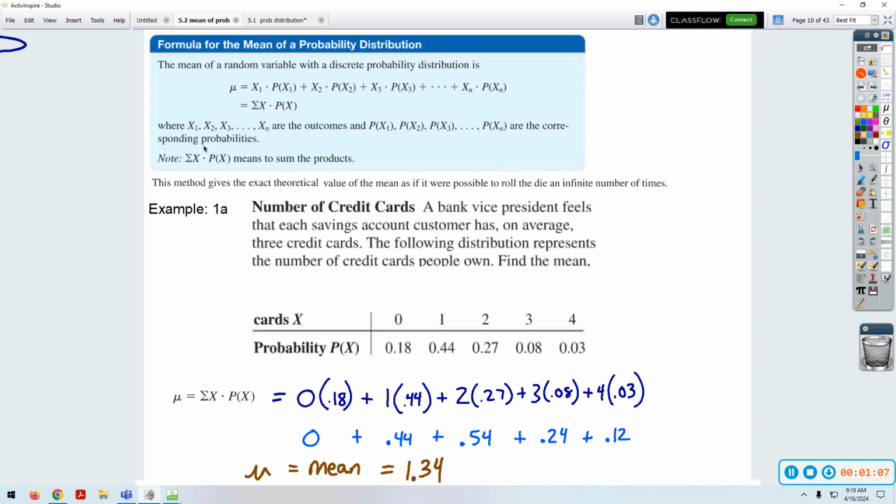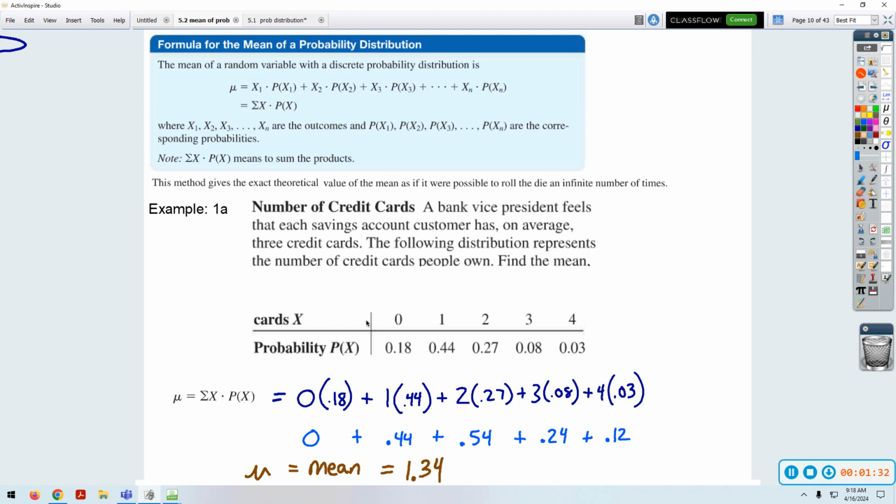So let's get right into it. I have a formula up here. The nuts and bolts of it really boils down to this particular portion of the equation, and it says that the average, the mean, is going to be the summation of all of your x values multiplied by their individual probabilities.